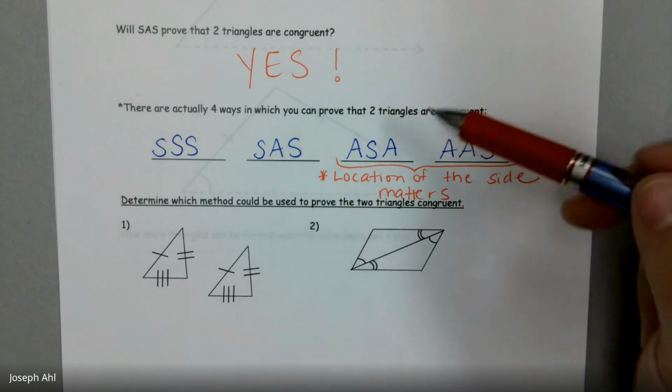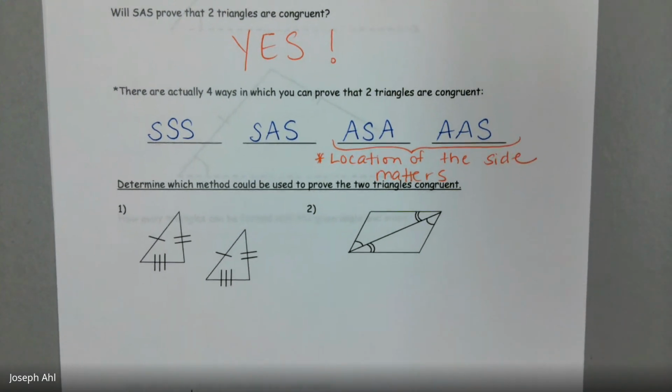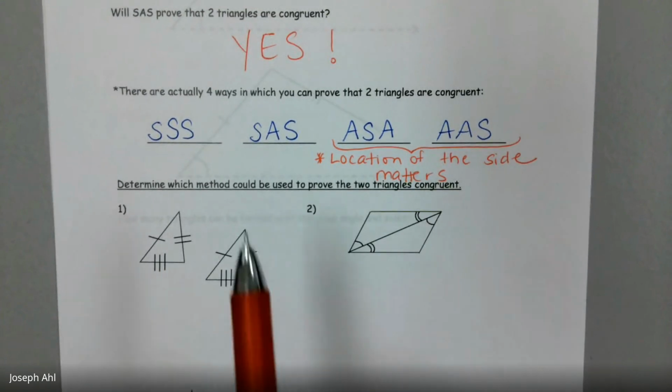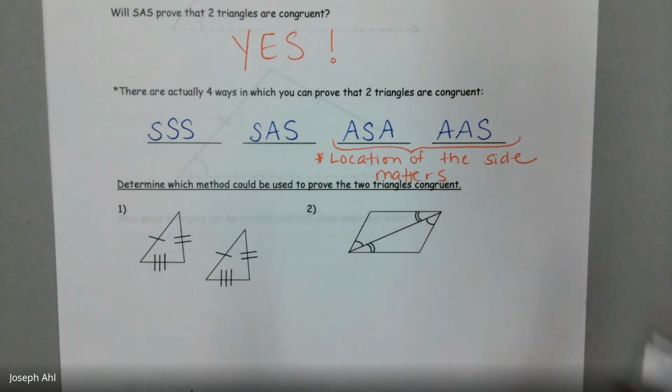That takes a little bit of practice to get used to, but don't worry too much about that right now. We're going to look at some examples below where there are some markings included in the picture. Based on the markings, we're going to pick which of these four methods could help us determine that the two triangles are congruent, keeping in mind there may not be enough information given.